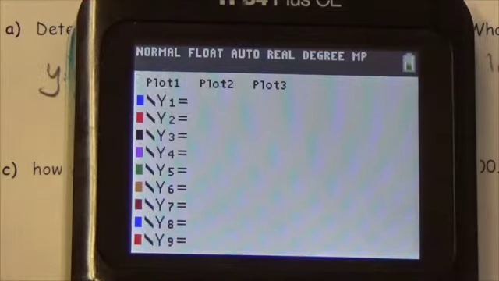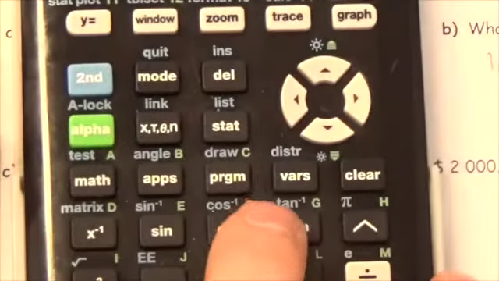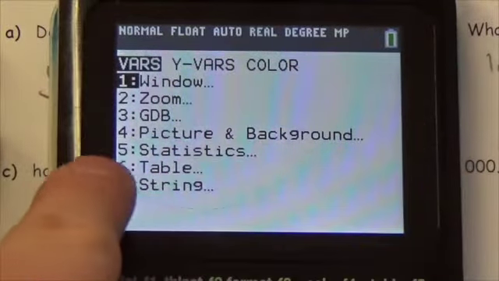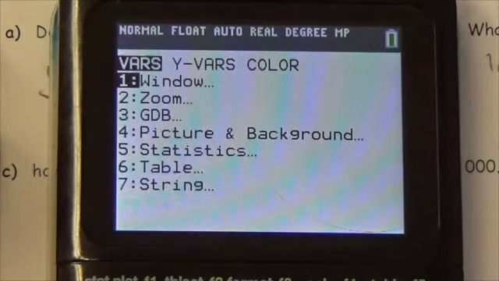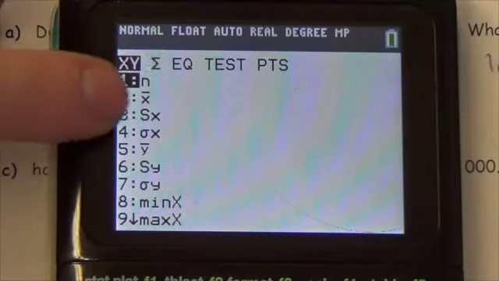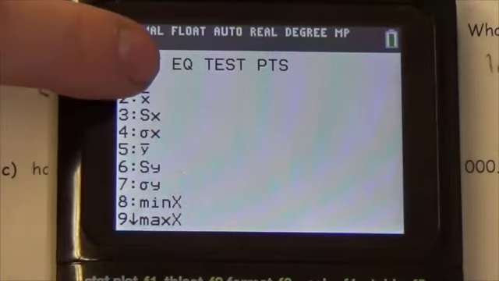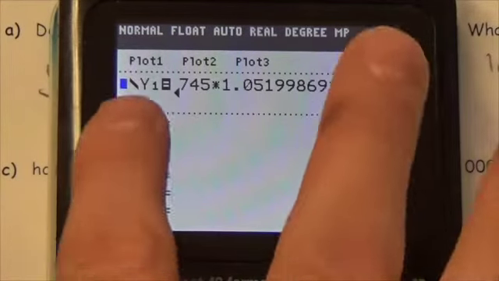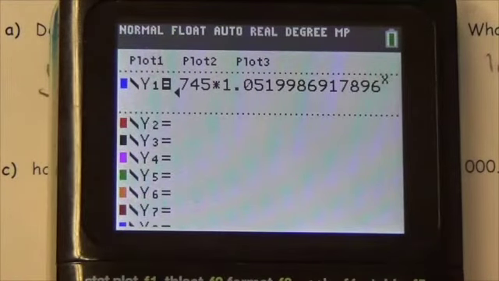So to get that in here, I'm going to press my vars button right here, vars. It's going to open up a whole bunch of options here, and I just did a statistical thing. So I'm going to press number 5, and that opens up my statistical menu here, and EQ is the one I want. There's my regression equation. So I'm going to press enter. The calculator drops the regression equation there.